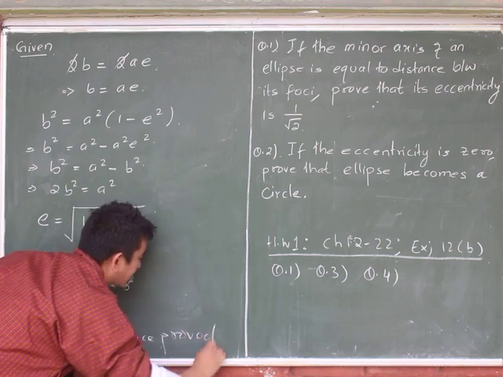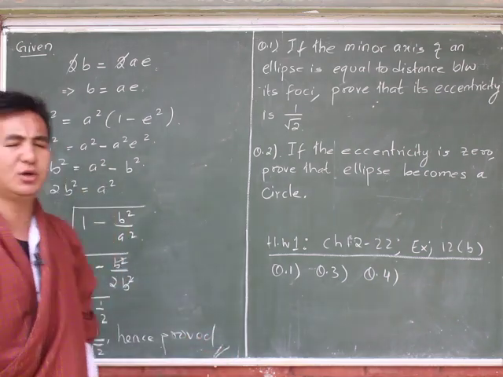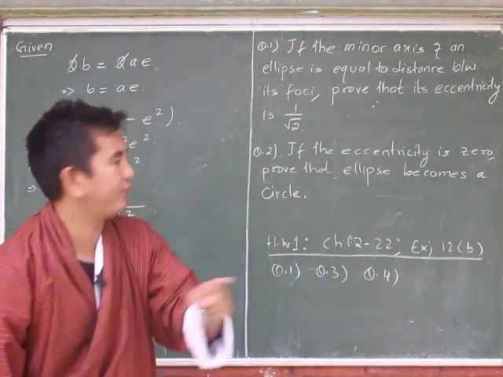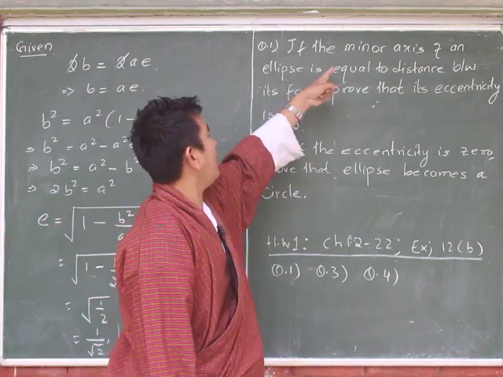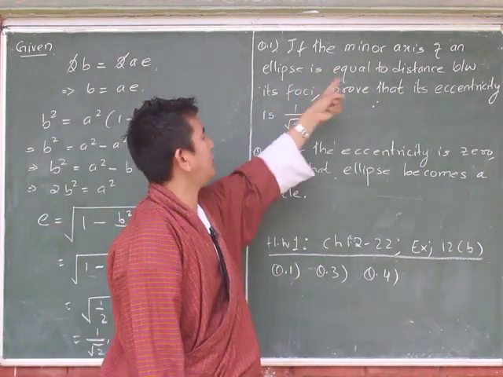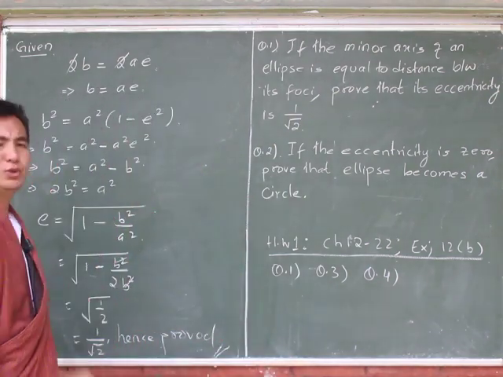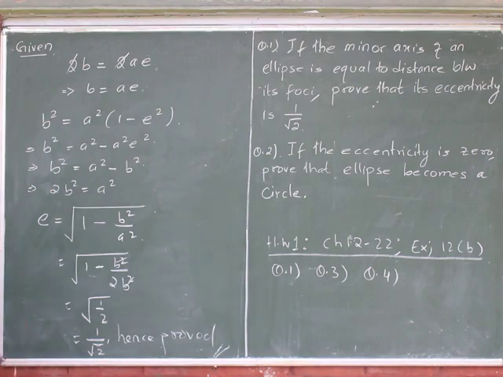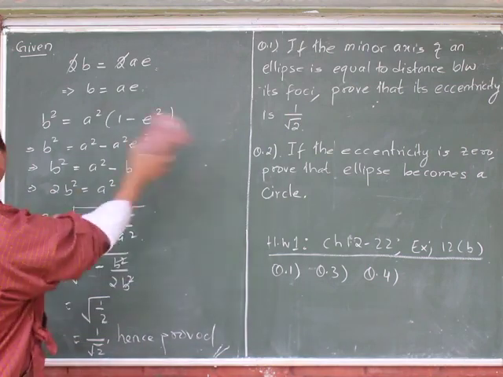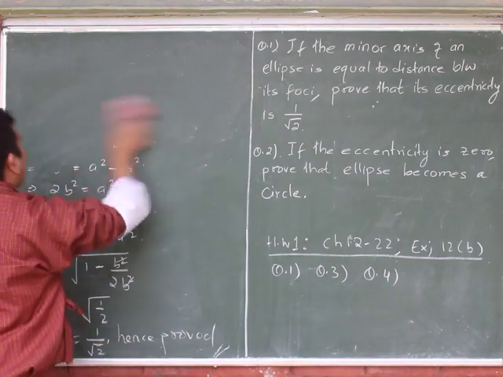proved. We proved that the eccentricity value is equal to 1 by root 2 if the minor axis is equal to the distance between the foci. That's the meaning. Okay, so now let's go with question number 2. Question number 2 is very interesting.